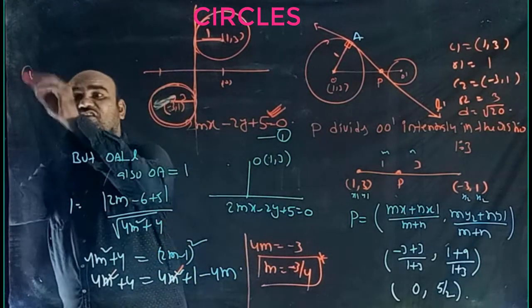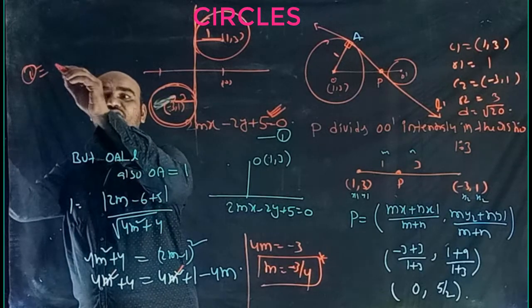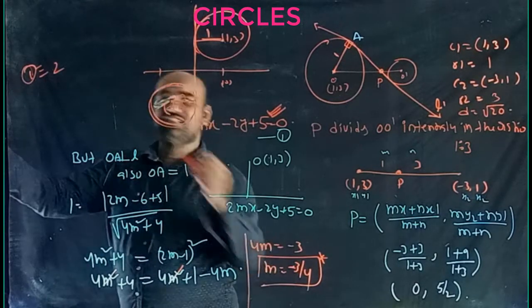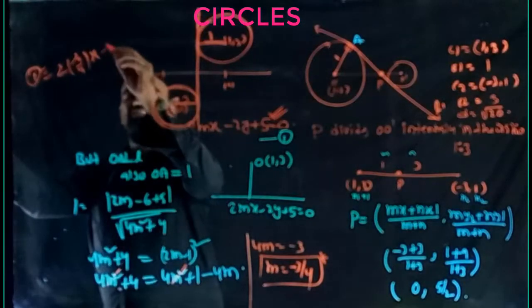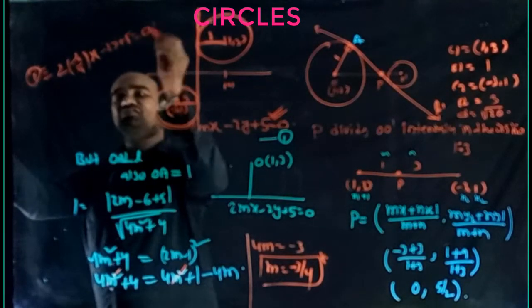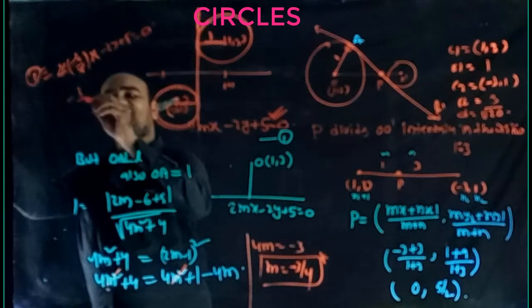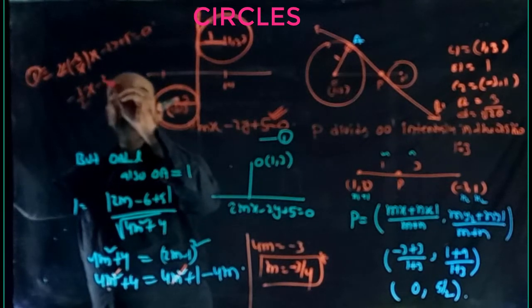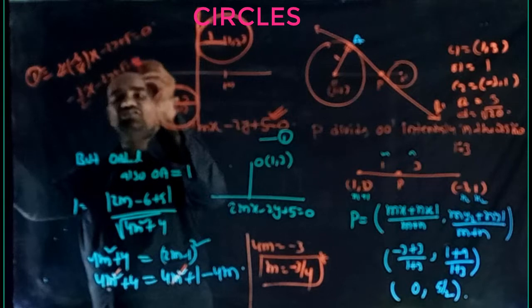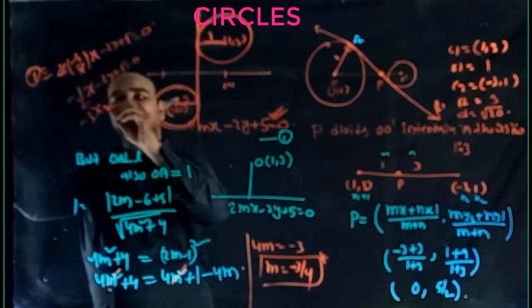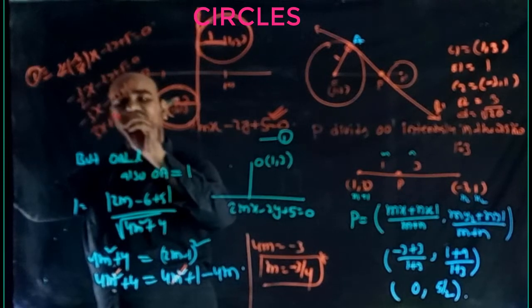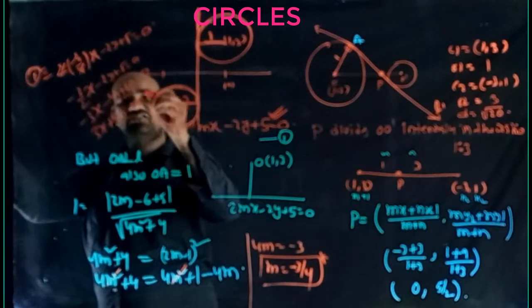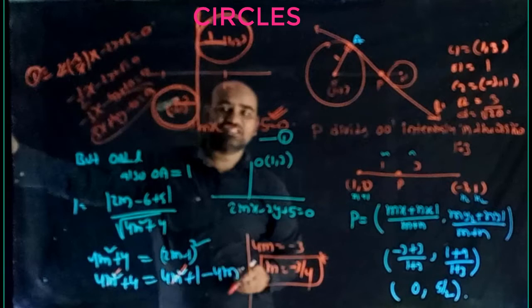The first equation gives 2 into m, that is, -3/4 into x, minus 2y plus 5 equals 0. Twice that is -3/2 x minus 2y plus 5 equals 0, or -3x minus 4y plus 10 equals 0, or 3x plus 4y minus 10 equals 0. This is one of the transversal common tangents.